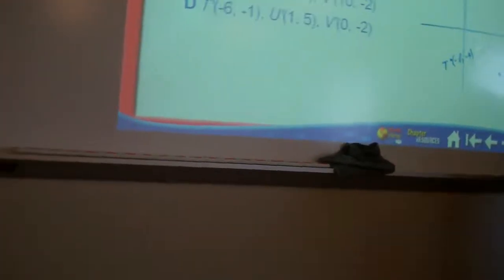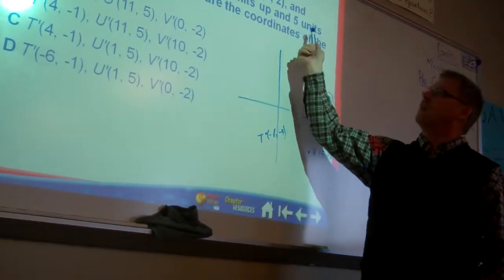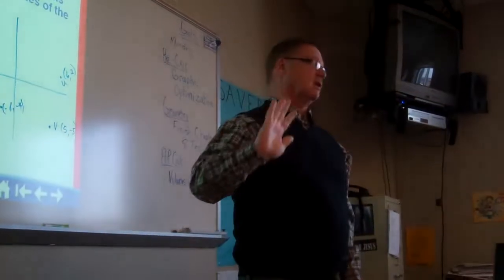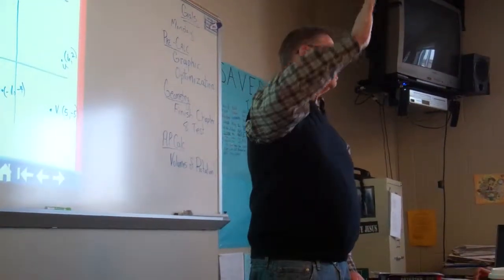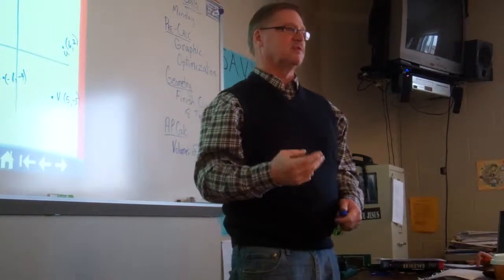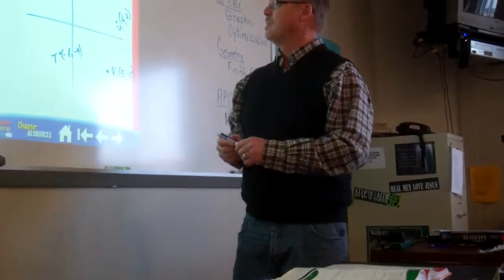Now they're telling us how it's translated. 3 units up and 5 units left. That's like 2 moves, unless you do kind of a slanted move. But it's easiest to think of it as 2 moves. A move up and a move left.